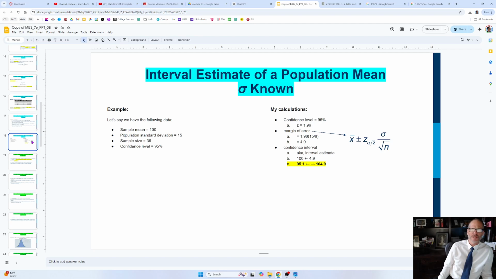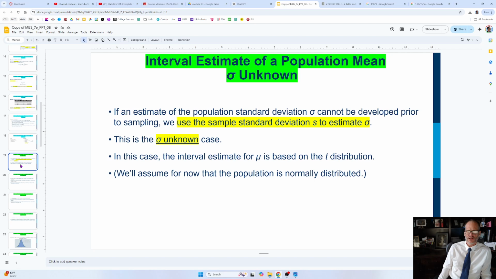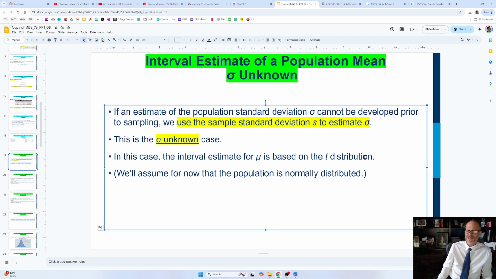We looked at what is an interval estimate of a population mean when the standard deviation of the population is known. Now we're going to look at an interval estimate of a population mean when the standard deviation of the population is unknown. So if an estimate of the population standard deviation cannot be developed prior to sampling, we use the sample standard deviation S to estimate the population standard deviation. This is known as the population standard deviation unknown case. In this case, the interval estimate for the population mean is based on the t distribution.